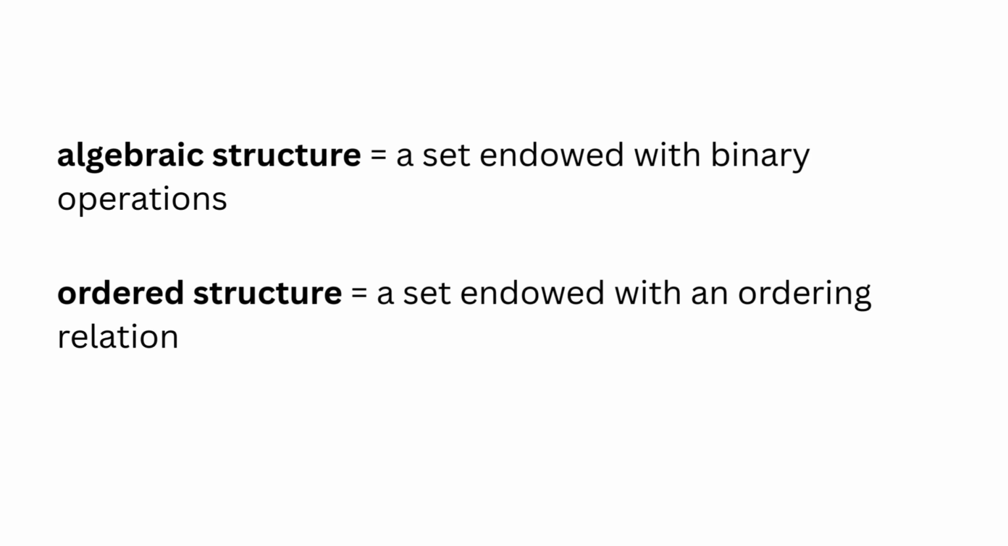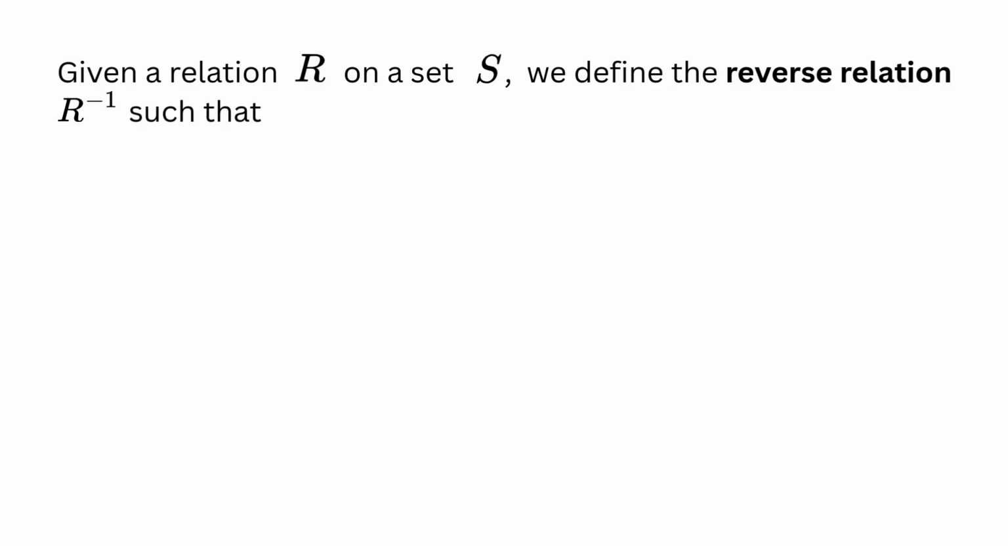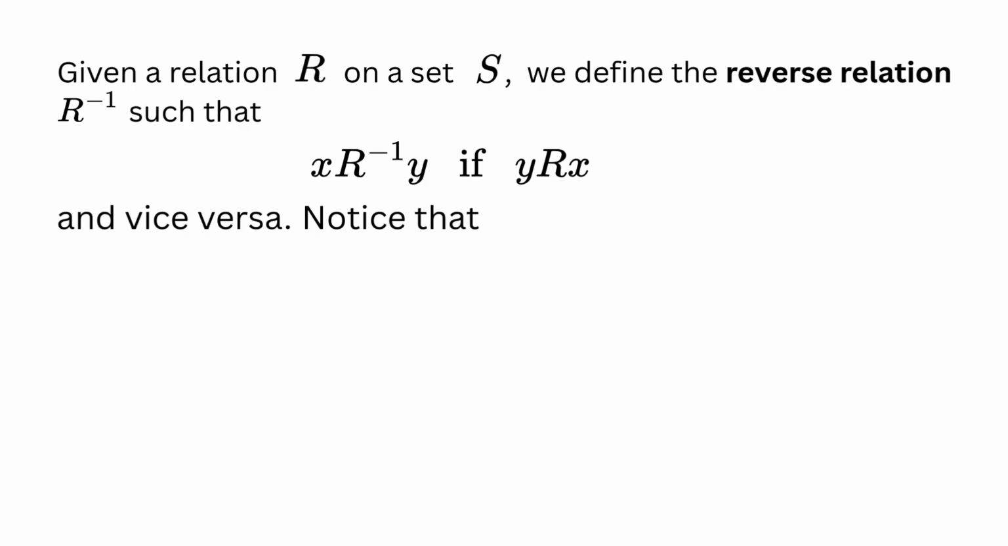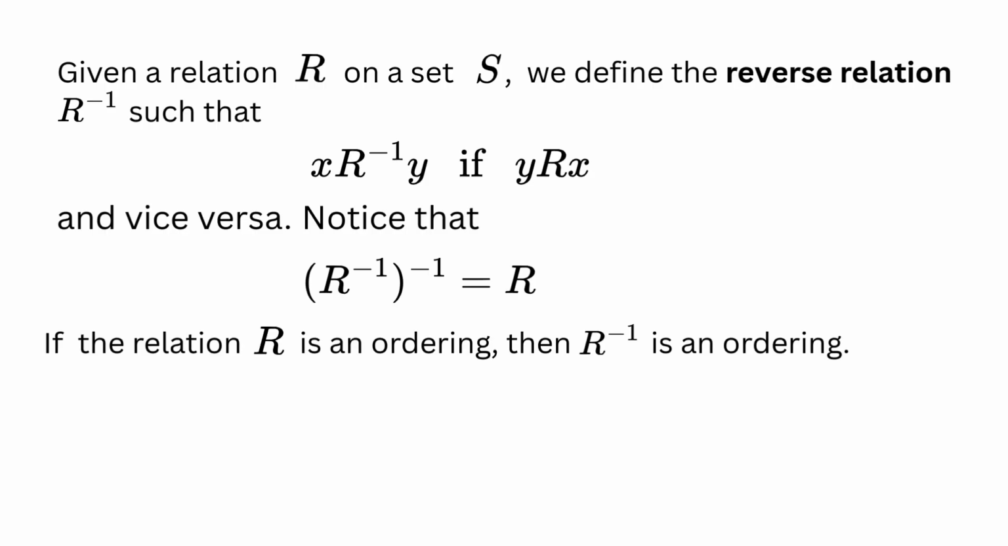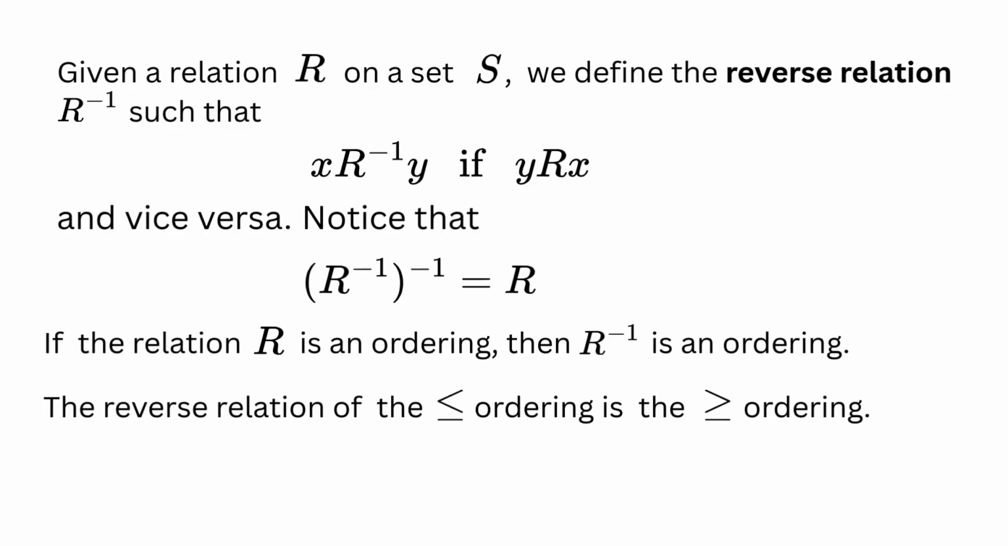Given a relation R on a set S, we define the reverse relation such that x reverse relates to y if y relates to x, and vice versa. Notice that the reverse of a reverse relation is the original relation. If the relation R is an ordering, then the reverse relation is also an ordering. The reverse ordering of the less or equal ordering is the greater or equal ordering.